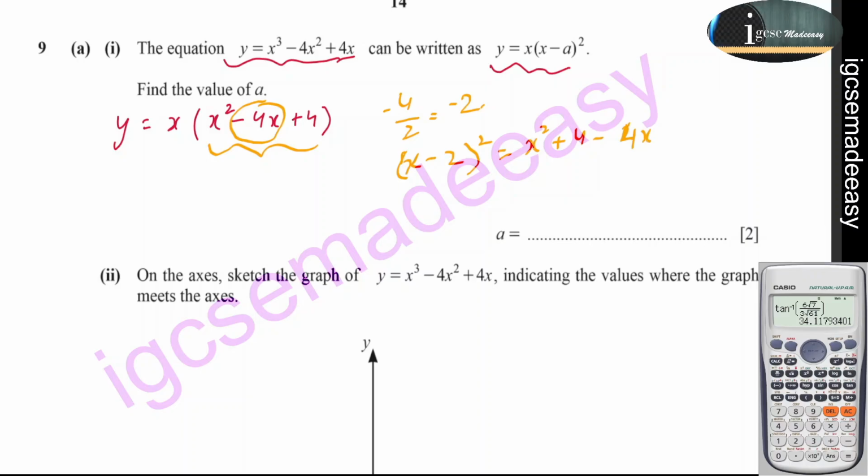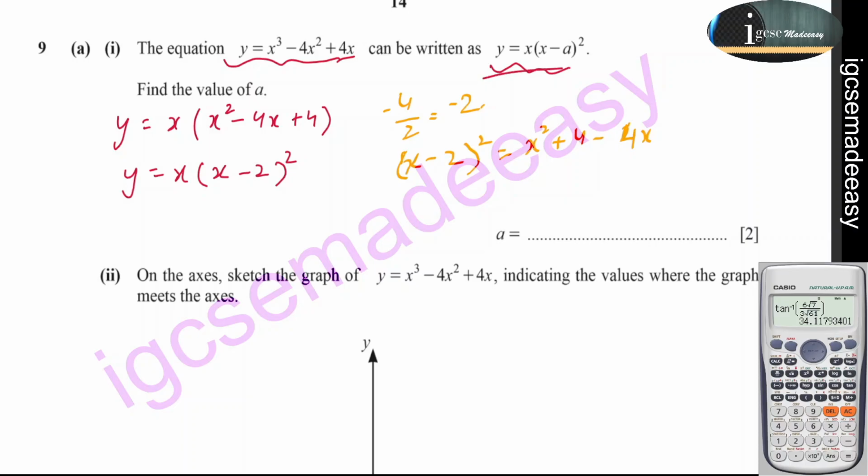So now you can see it's going to be easy. x square is available here, right? Minus 4x is also available here, and plus 4 is also available here. So what is that equal to actually? That is equal to x minus 2 whole square, right? So instead of this, I can write x into x minus 2 whole square.